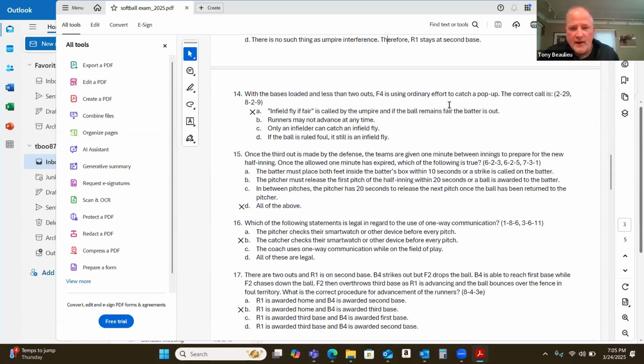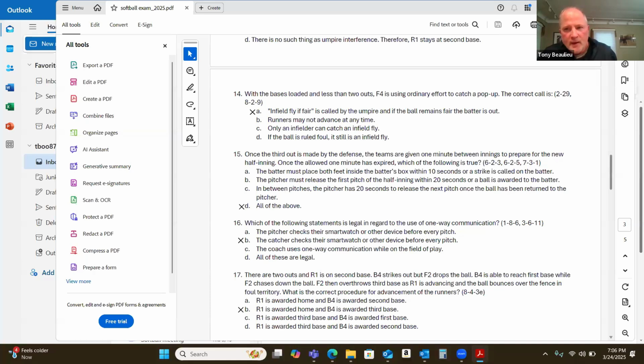All right. With the bases loaded and less than 2 outs, F4 is using ordinary effort to catch a pop-up. The correct call is infield fly if fair. Obviously, you can't have an infield fly if it's a foul ball. It is called by the umpire and the ball remains fair, and if the ball remains fair, the batter is out. So less than 2 outs, and F4, yeah, that's pretty obvious. Does anybody have any questions about the infield fly rule?